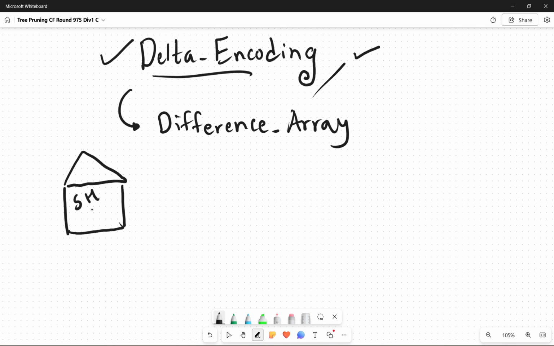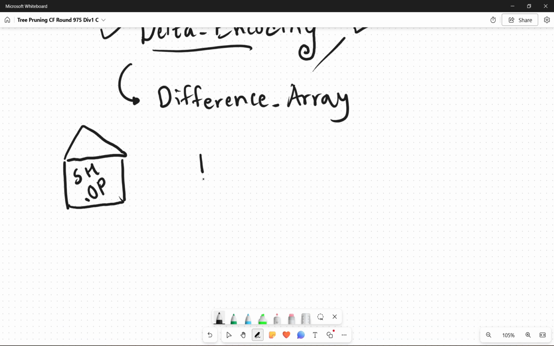This is my shop. Okay, it doesn't have a door, but maybe this is the window. Anyways, this is my shop, and suppose I start the timer from 0.